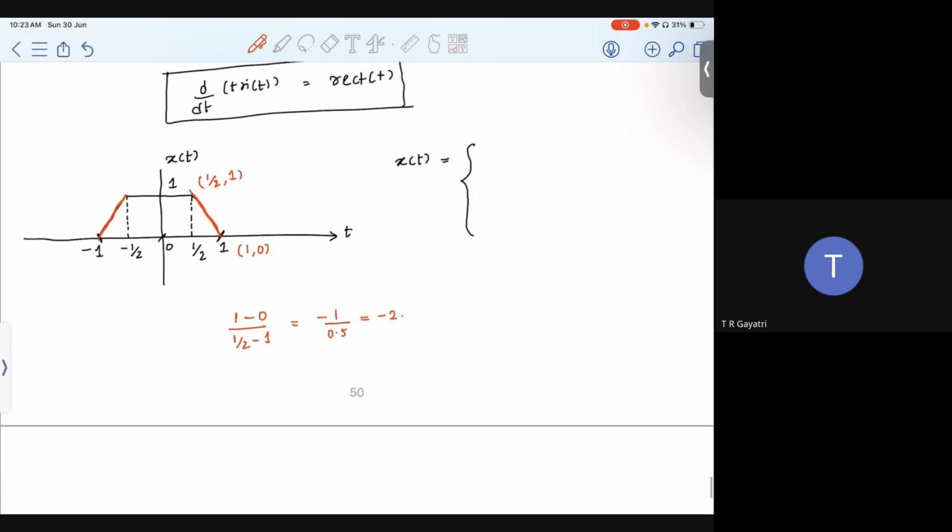Now, how can you find the signal? We basically use the line equation y is equal to mx plus c. But the y intercept we have to find out. Or you can also find it another way. Okay, what is the intercept?